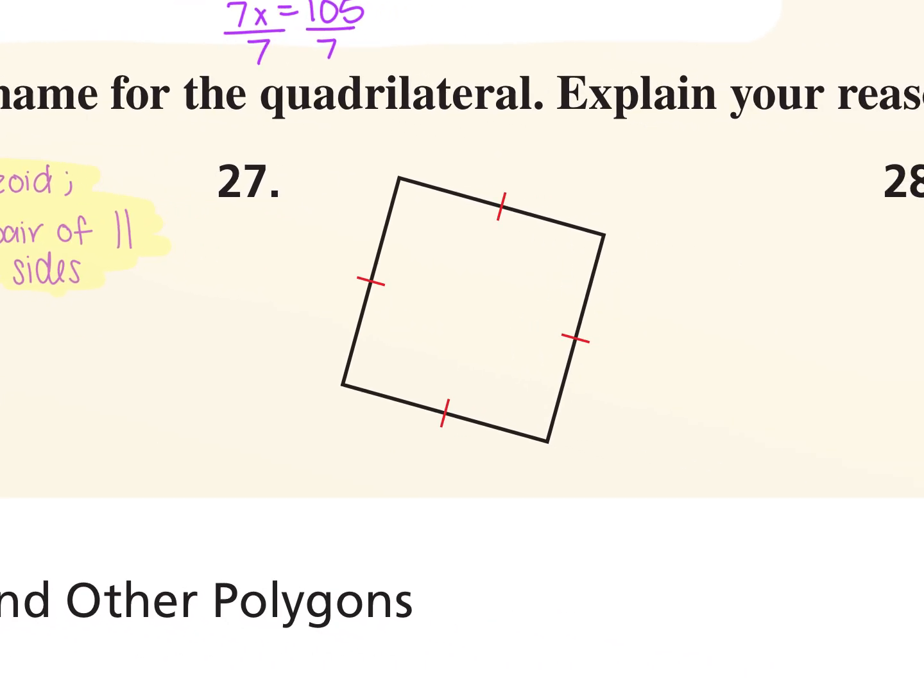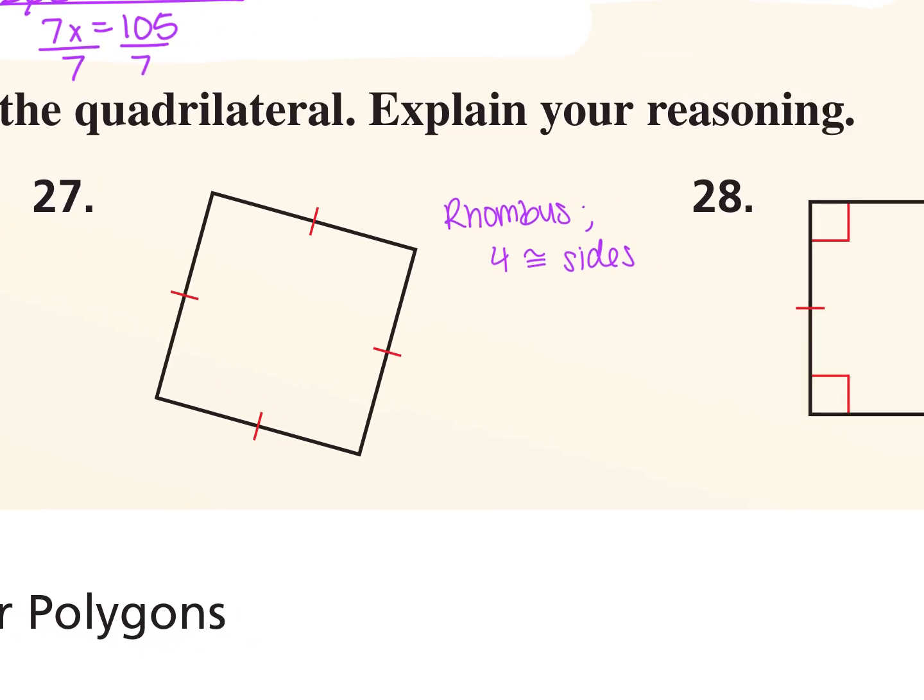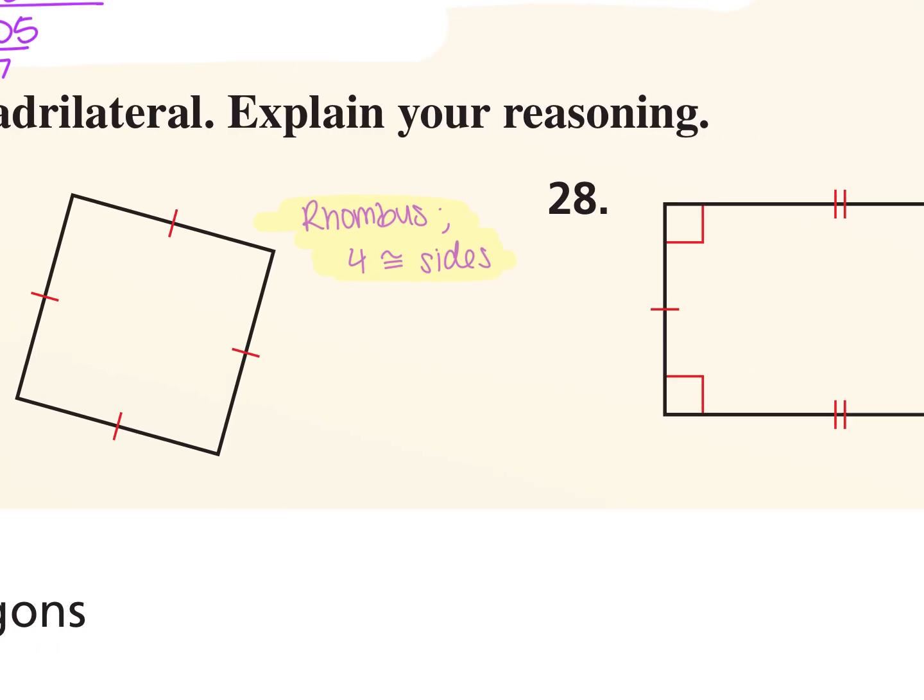Looking at 27, they're not giving me my angles. They're not telling me my angles are 90 degrees, so it's not a square. It's not being specific enough. So this has to be a rhombus. How do I know it's a rhombus? Because of my 4 congruent sides. If you put a square, it would be wrong. So keep in mind this is not a square, this is a rhombus, because they're not giving me enough information, so it's not being specific enough.